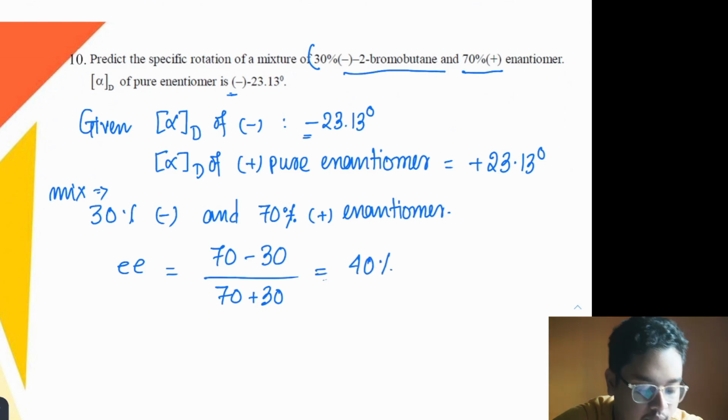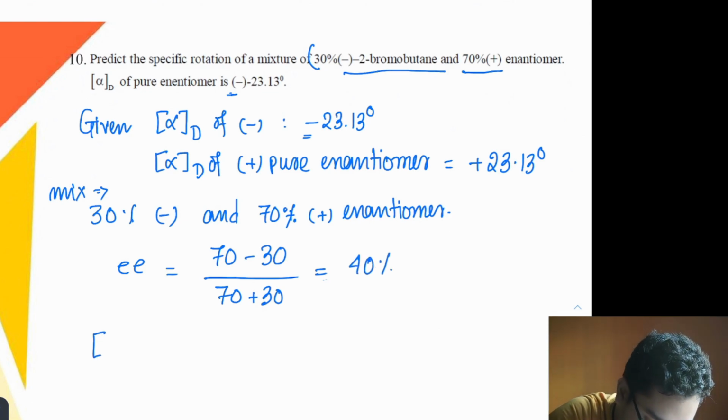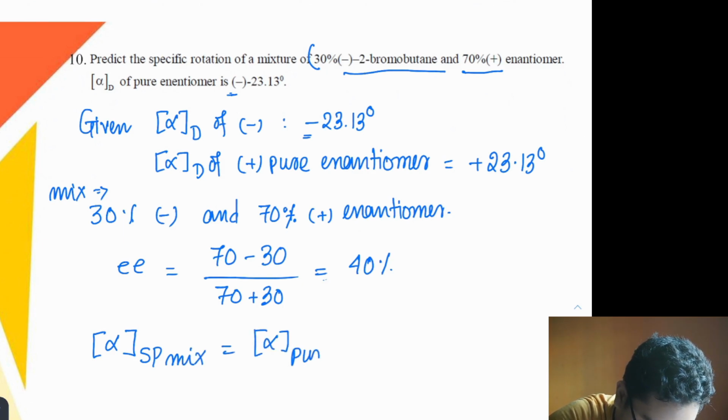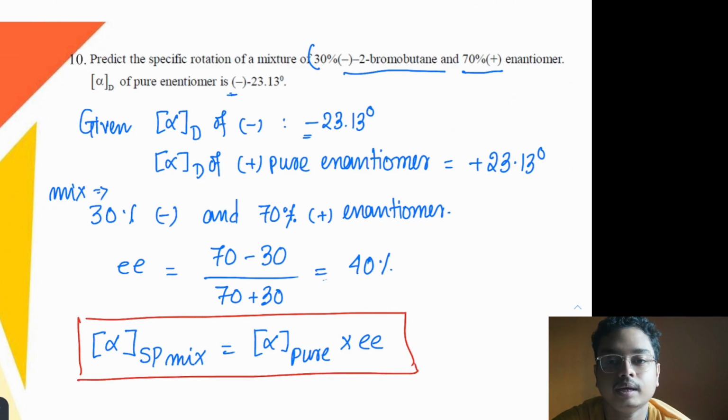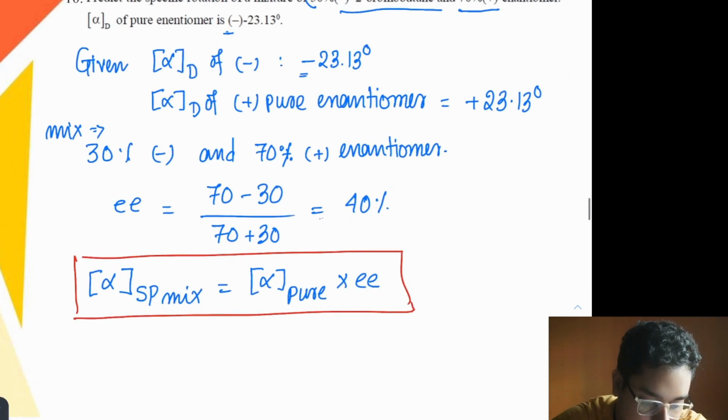40%. Now the rule suggests, sorry, alpha sp of mixture equals alpha sp of pure into E. This is the rule to determine it. Please remember this rule. This rule will be repeated very often in this type of question for mixtures. So our value is there.